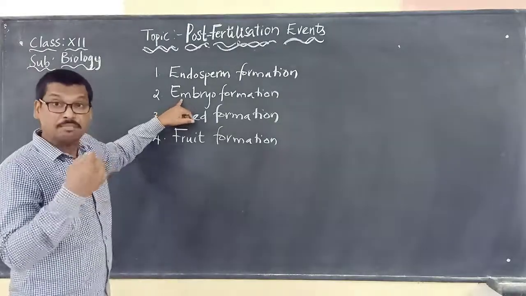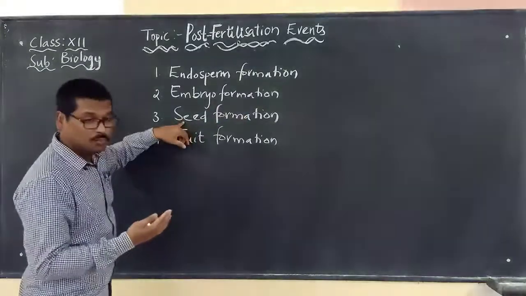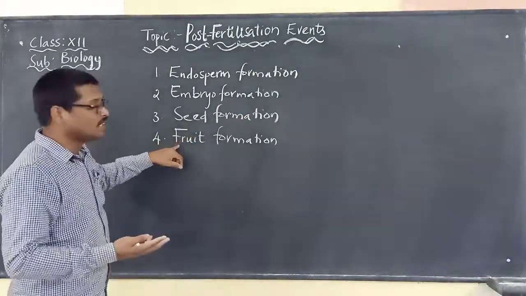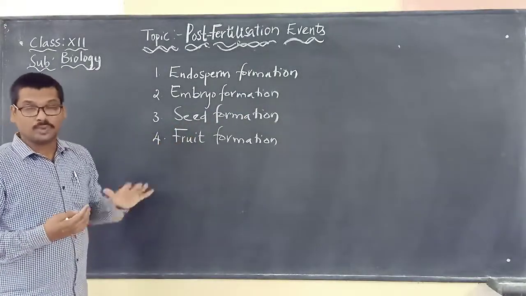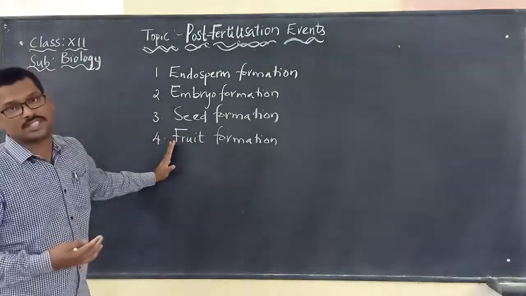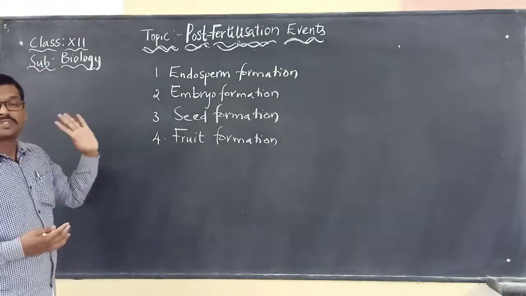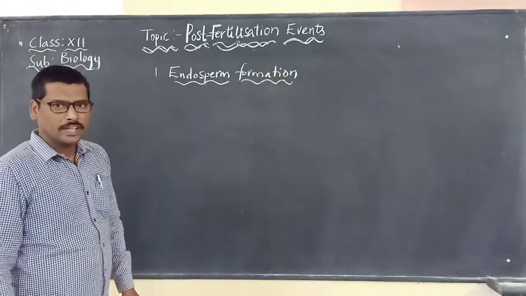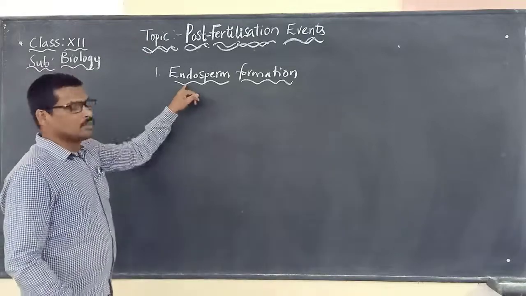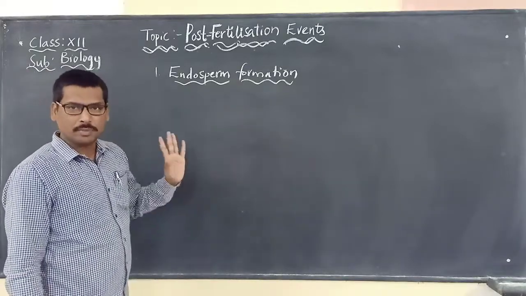Next is the embryo, which will be formed. Embryo formation. Next is seed formation. And the third one is fruit formation. So these are the four events that we are going to discuss under post-fertilization events. Here, we are going to discuss the first one, the endosperm formation.